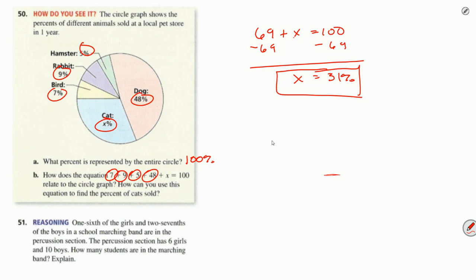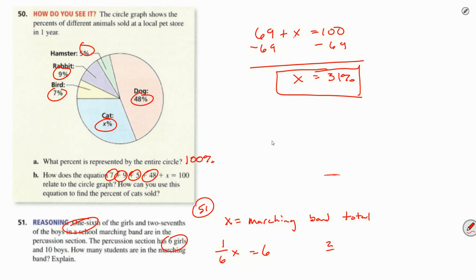1/6 of girls and 2/7 of boys are in a school marching band, in a percussion section. The percussion section has 6 girls and 10 boys. How many students are in the marching band? So we don't know how many students, so let's set a variable here for 51 and say x equals marching band total. From there, we'll say 1/6 of x for the girls has to equal 6 girls.